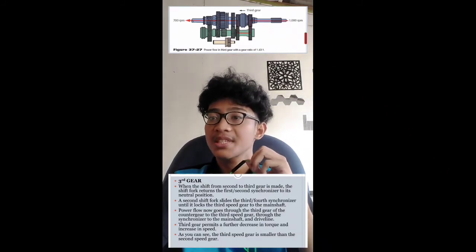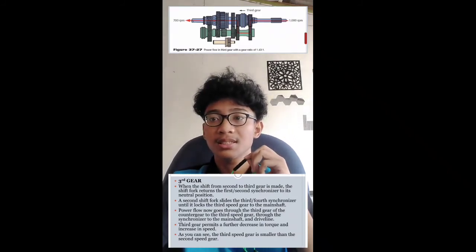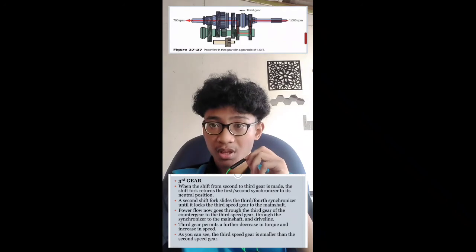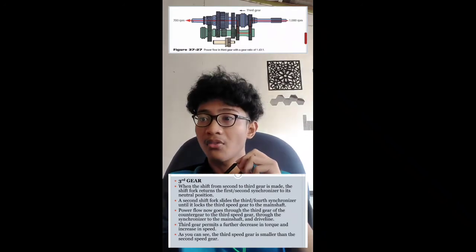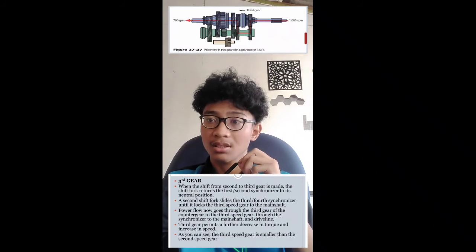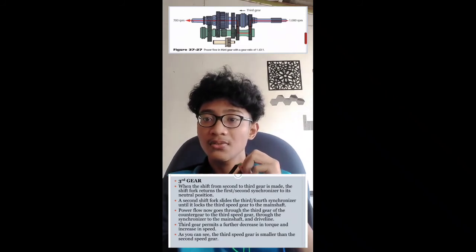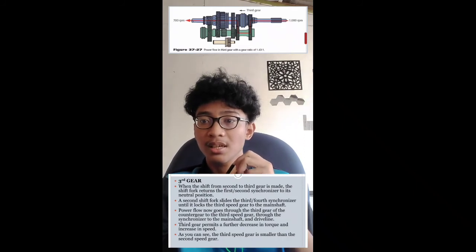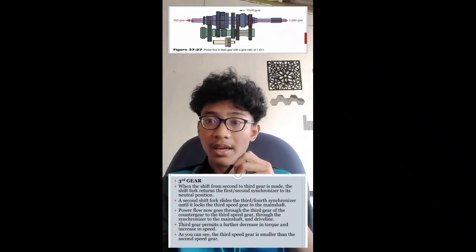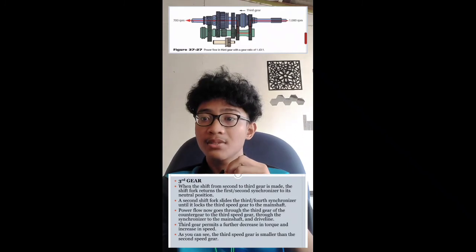Okay, next, third gear. When the shift from second to third gear is made, the shift fork returns the first/second synchronizer to its neutral position. The second shift fork slides the third/fourth synchronizer until it locks the third speed gear to the main shaft. Power flow now goes through the third gear of the counter gear to the third speed gear, through the synchronizer to the main shaft and driveline. Third gear permits a further decrease in torque and increase in speed. As you can see, the third speed gear is smaller than the second gear.